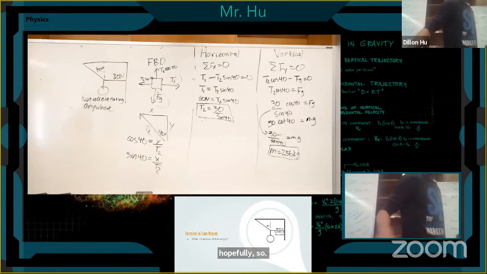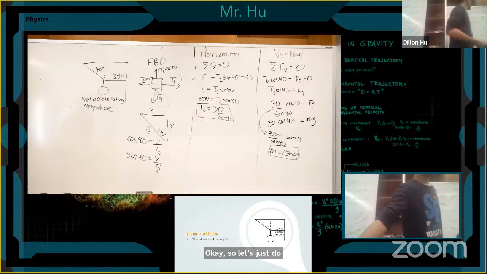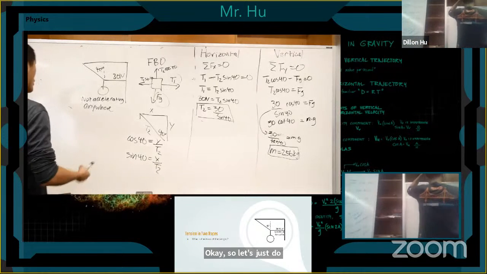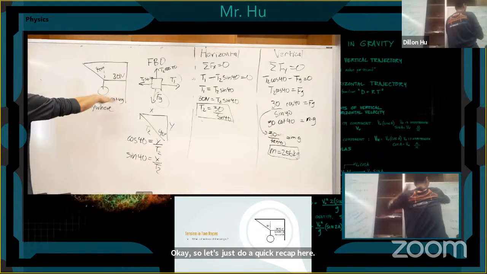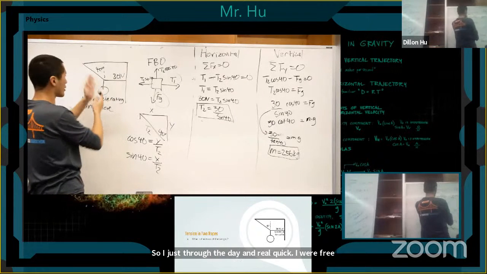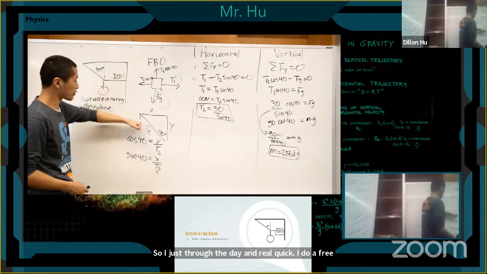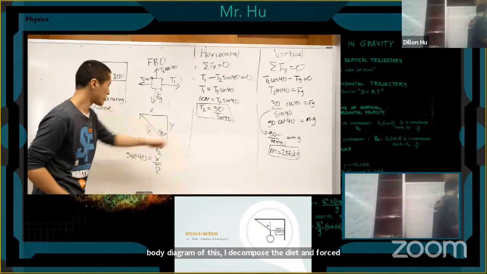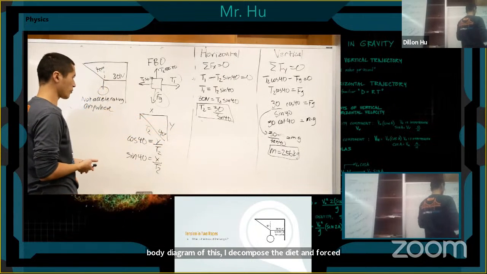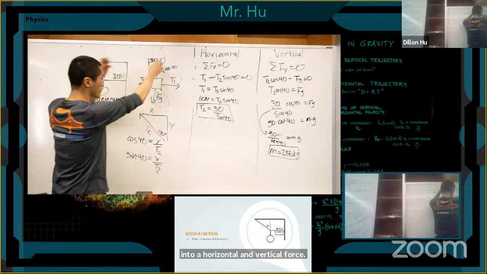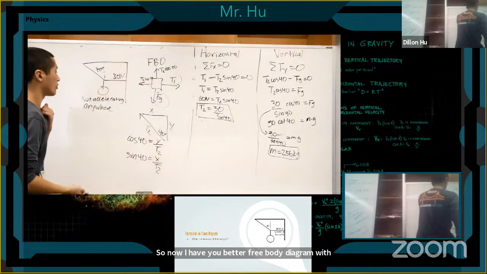Okay, so let's just do a quick recap here. I just drew the diagram real quick. I drew a free body diagram of this. I decomposed the diagonal force into a horizontal and vertical force. And so now I have a better free body diagram where everything is horizontal and vertical.